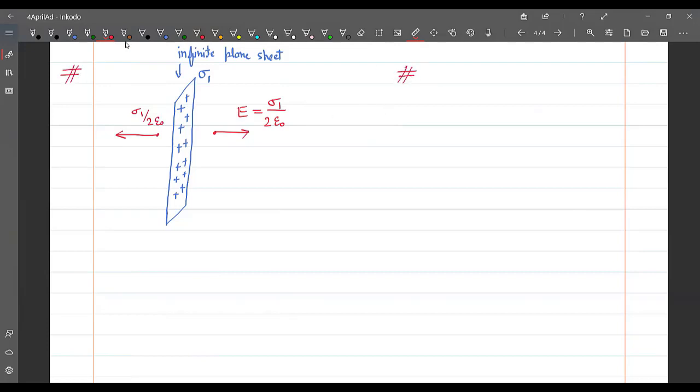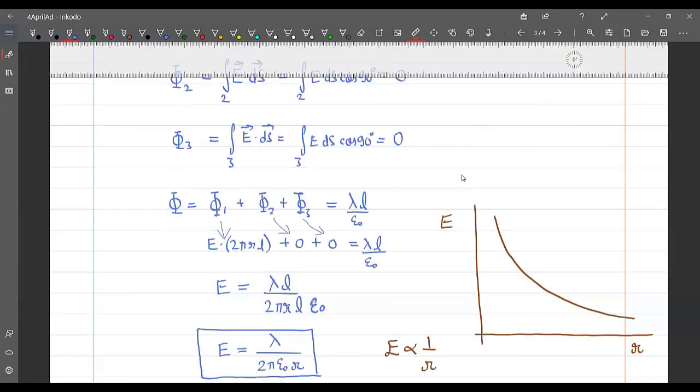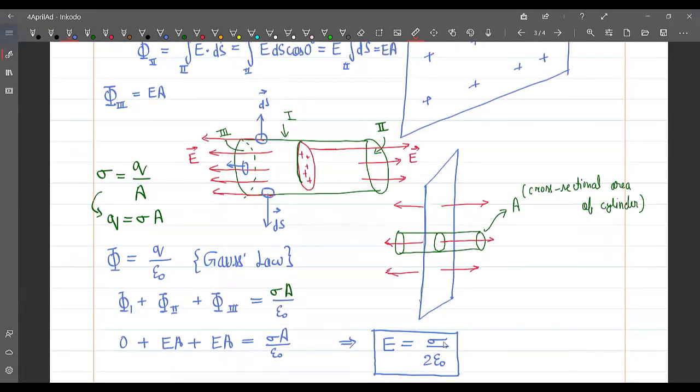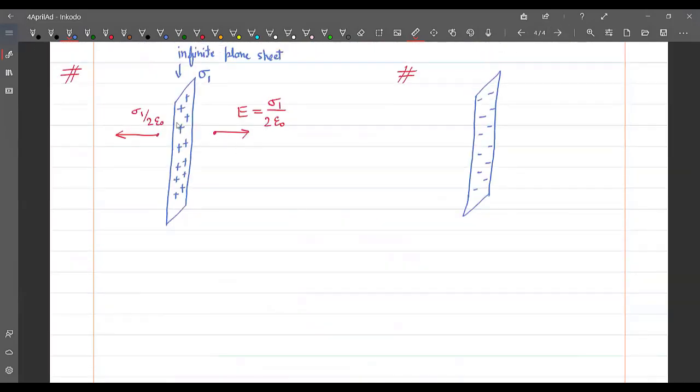Suppose there is a similar case like this, but instead of positive charges, there are negative charges. Sir, how sigma 1 by 2 epsilon naught? We have just derived the equation sigma by 2 epsilon naught. Yes, sir. Electric field is sigma by 2 epsilon naught. So here on each and every point around the surface, electric field will be sigma 1 by 2 epsilon naught.